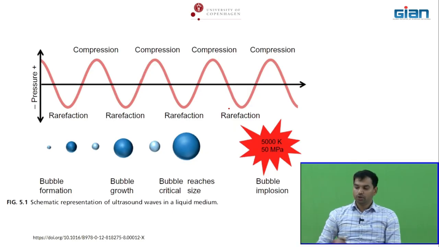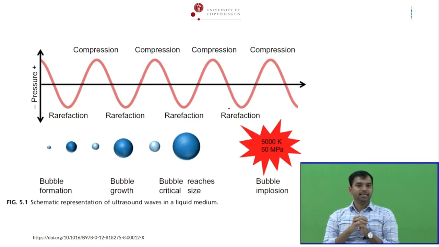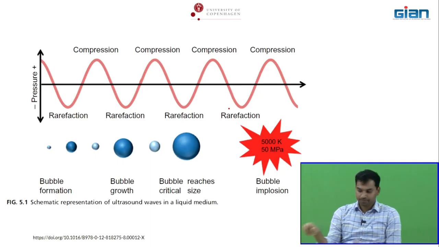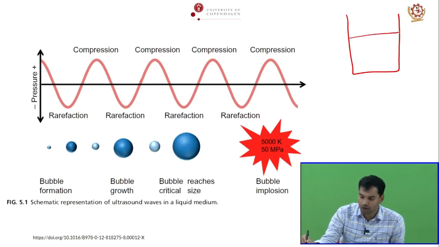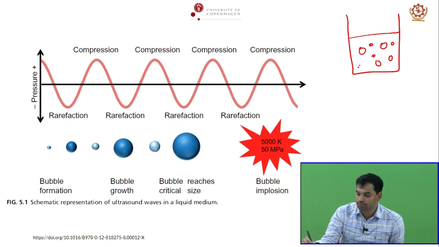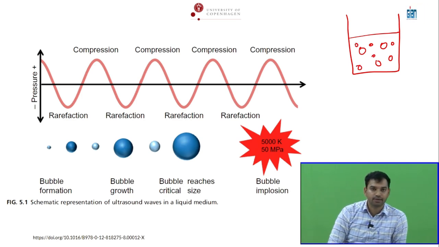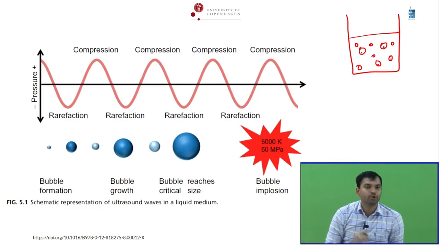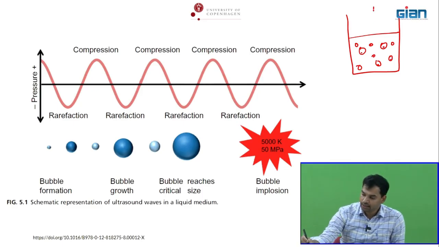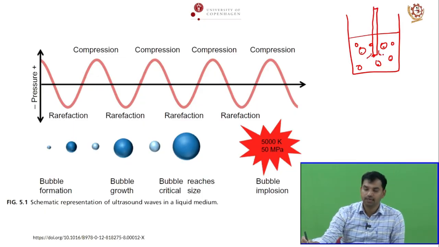All right, so now I'm going to explain to you how exactly the extraction takes place, okay? Remember, I have a beaker and I have a solvent, right? And my cells are here. These are my plant cells or tissues, matrix, microalgae, I don't care. Inside that I have protein. Now I put an ultrasonic probe inside this one. This is the probe that generates the ultrasound waves.